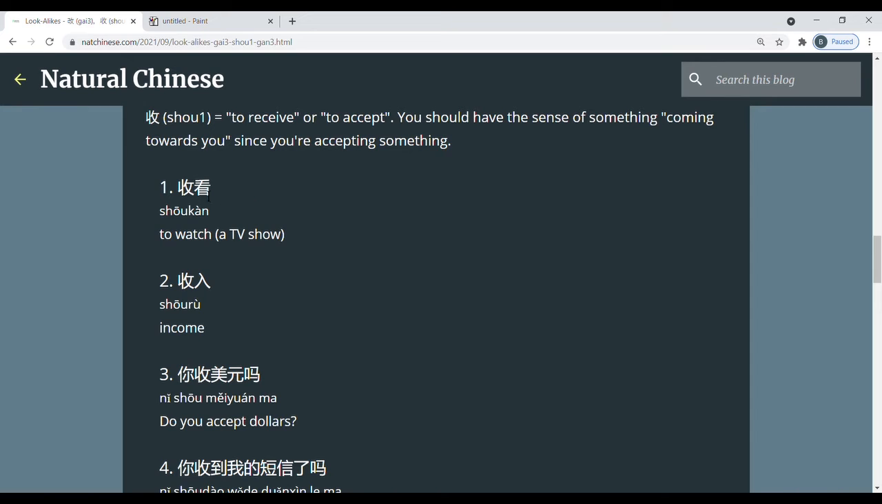So 收看 means to watch a TV show, or it could mean the noun version of it. Like many Chinese verbs also can represent a noun. So it could mean to watch a TV show or like the watching of a TV show, the noun version. And so like on a news show or something, they'll say like 谢谢你们的收看, which just means like thanks for watching.